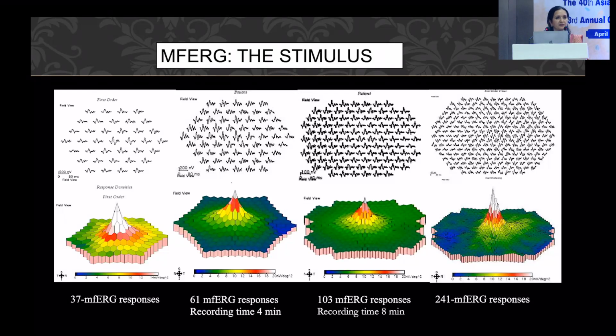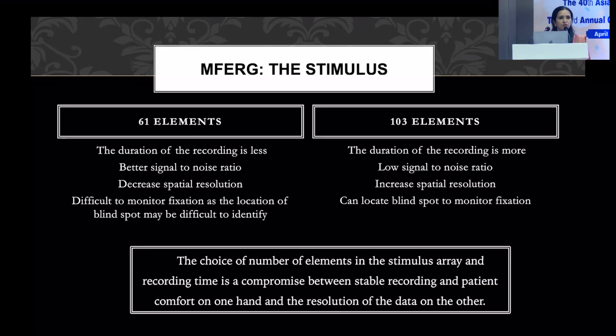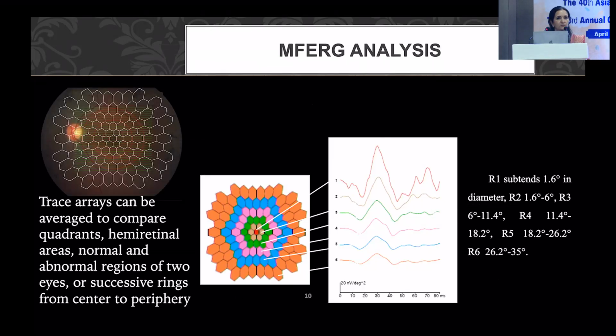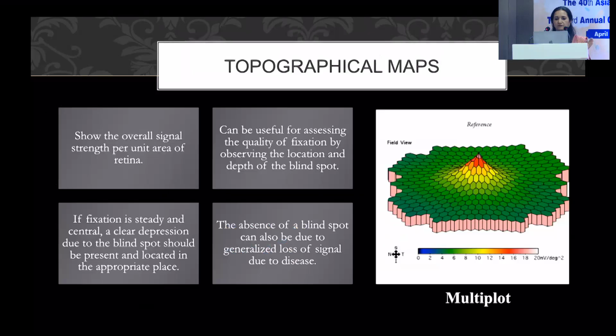So you could have 37 stimuli, you could have 61, you could have 103 or 241. How do you choose? In a non-cooperative patient, 61 is much easier because the time taken is less and the patient cooperation required is less. The only thing is that the resolution it will give you is less, almost like pixels, and a smaller area of disease may be missed. It can also give you results in the form of rings, from 0 to 1 degree or 6 degree, showing which area is involved: the fovea, the perifovea or the parafovea.